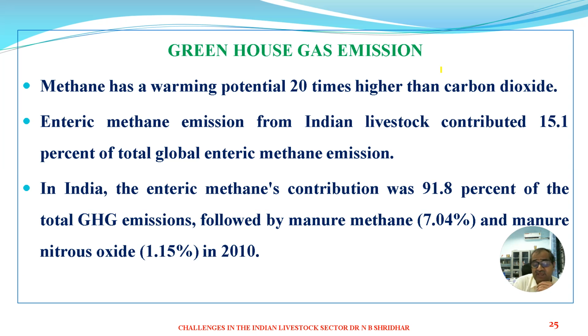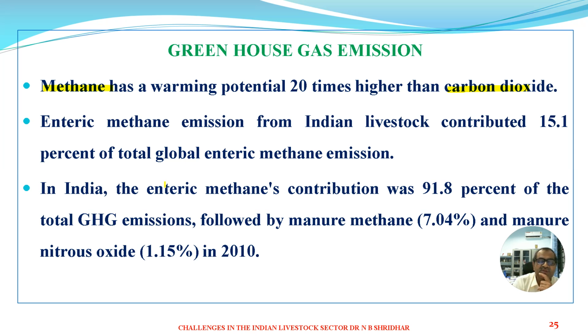Then the greenhouse gas emission is also another concern, but when it comes to benefit and risk ratios, one needs to have certain balanced ideas. Methane has a warming potential 20 times higher than that of carbon dioxide. Carbon dioxide and methane are called greenhouse gases, as everyone knows. What are all the greenhouse gases? Number one is methane, followed by carbon dioxide. So methane is 20 times higher than carbon dioxide.